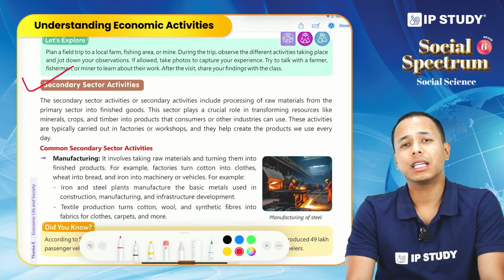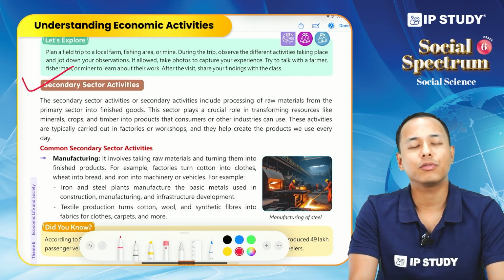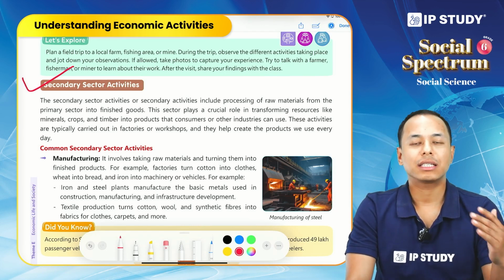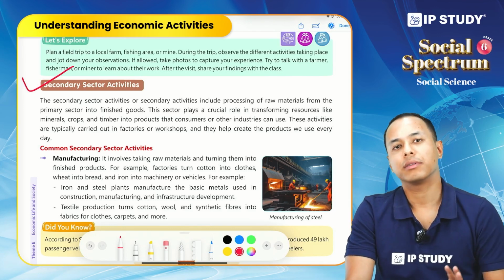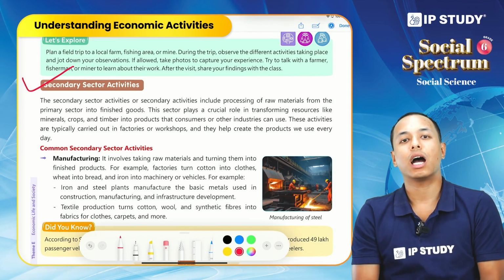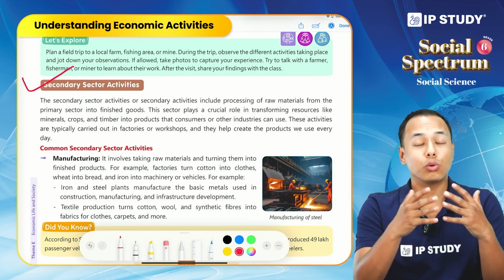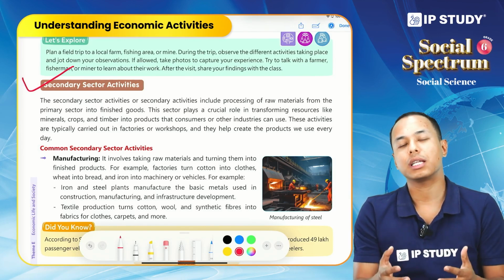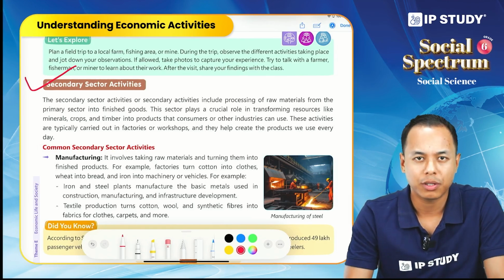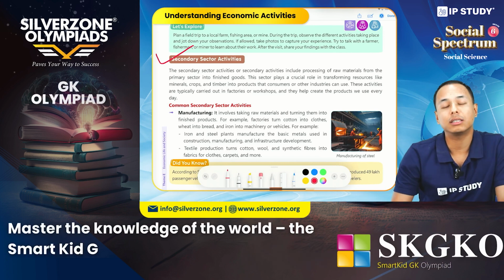What are secondary sector activities? We have already discussed that in primary sector activities we are directly connected to nature, or we extract and gather things directly from nature. But we should understand that many of those things are not directly consumed by us. Those are raw materials, right? They have to be processed and turned into finished products that are suitable for us to consume. That role is done by secondary sector activities.